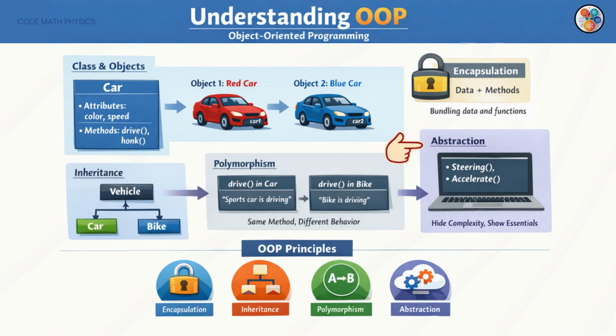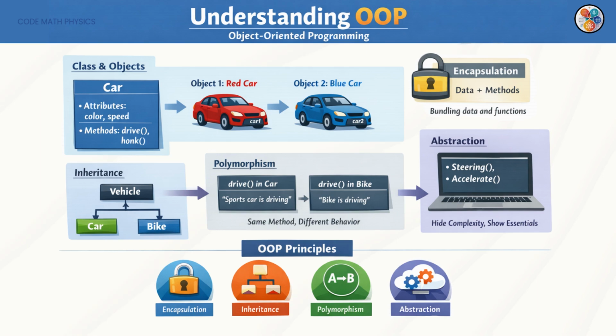Last one is abstraction, shown with the laptop icon. When you drive, you just use steering and accelerate. You don't need to know about fuel injection, valves, timing, or gear ratios. Abstraction means hide all the complicated details and show only the essential things the user needs. It keeps things clean and simple.